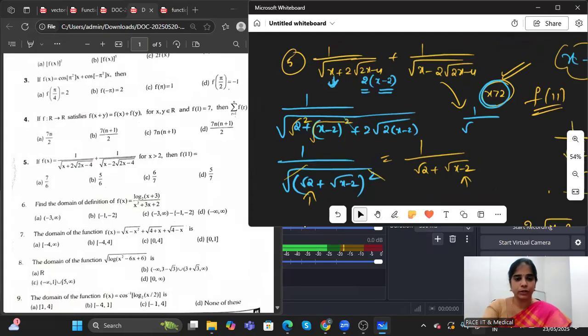Okay. Going ahead to the next question now. Yes, finding the domains and ranges, the most important type, right? For which we need to understand a few things first. If your function is in the denominator, then what to do?